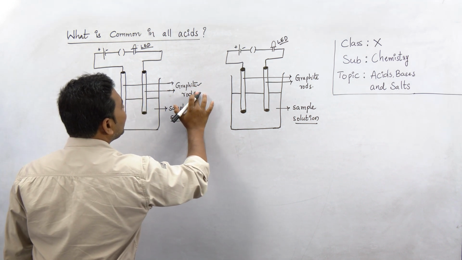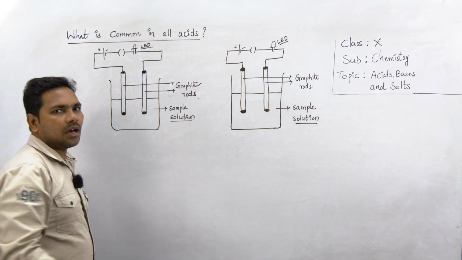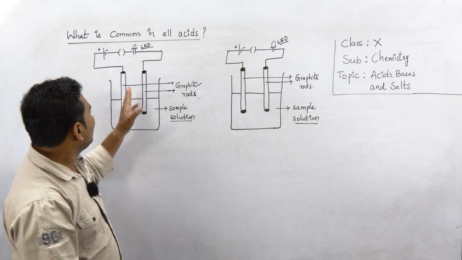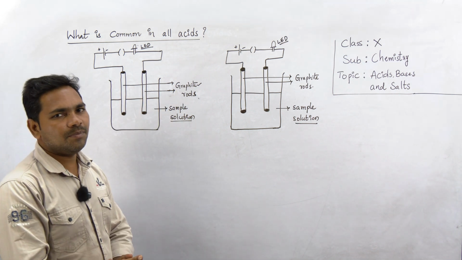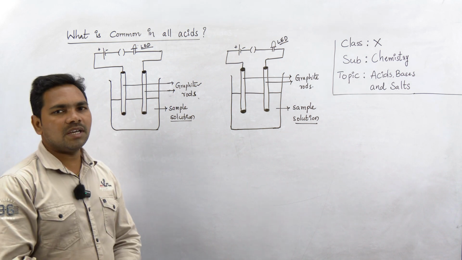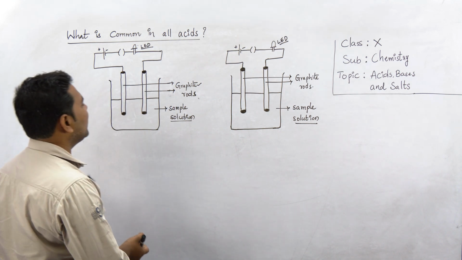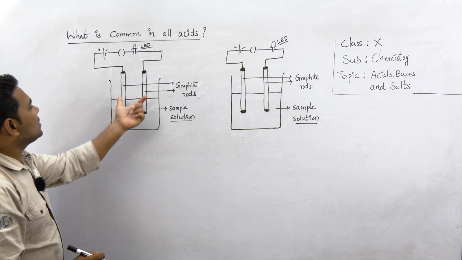Why did I take graphite rods? Because graphite is actually made up of the non-metal carbon, which is a bad conductor of electricity. But in the form of graphite, carbon is a very good conductor of electricity. So carbon rods are often used as electrodes because of their good conductivity of electricity. So graphite rods are immersed.